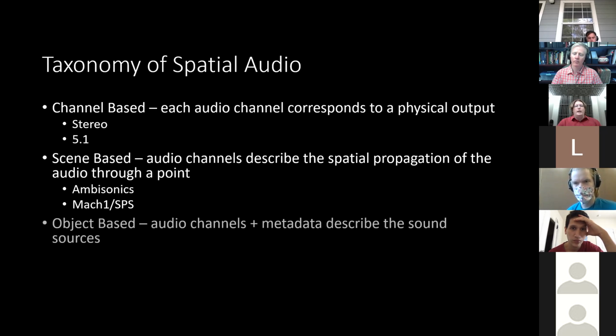And the final one is object-based. In this case, your audio channel plus your metadata describes the sound source. Like when you're panning in a DAW and you have a mono signal coming in and your panning knob turned some way, the audio signal plus the metadata of the panning knob can be used to describe where that sound is going to be in the 2-channel field. But if I have that and I have 5 speakers across the front, I can resynthesize that data to equally pan across the 5 speakers.